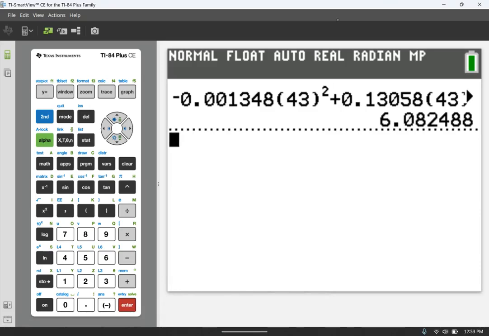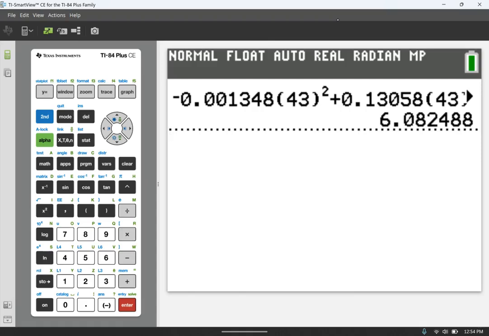6.082488. Good job. Okay? Again, I didn't put it into Y1. I just plugged it in like this. If you put it into Y1, that's not a bad thing. It works, right? But remember, using the Y1 and then doing the Y1 of 43 is a great skill, but it's more useful if I have multiple things I'm going to be plugging in. If I'm just going to plug one thing in, just do this.